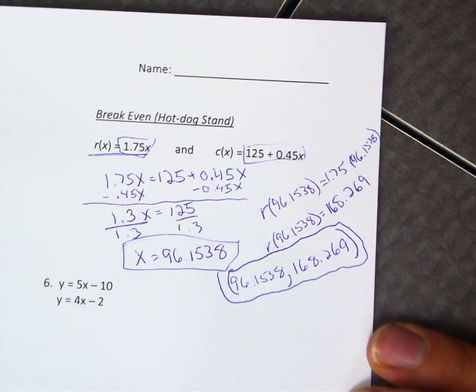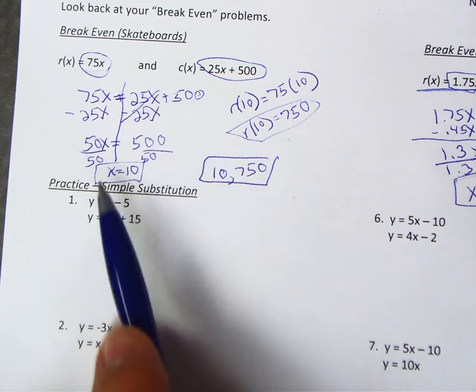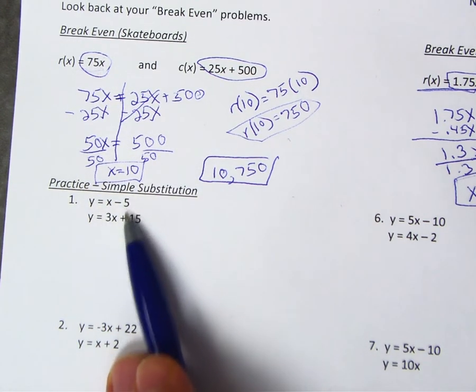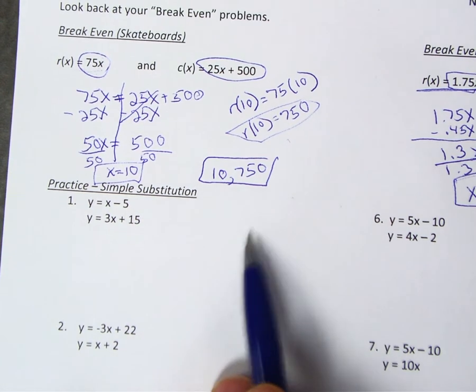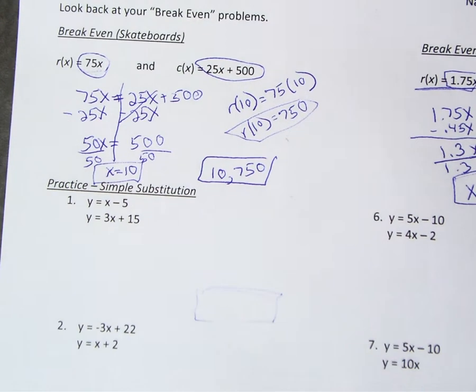So what we want you to do right now is try some of these on your own, where you set them equal to each other, solve for x by solving the equation, and then take your x value and plug it in to one of these two up here. Pick the easier one and figure out what your y would be, and then put your answer right here and circle it.